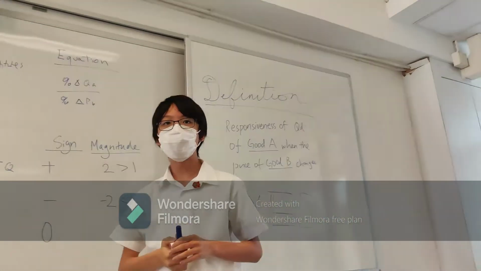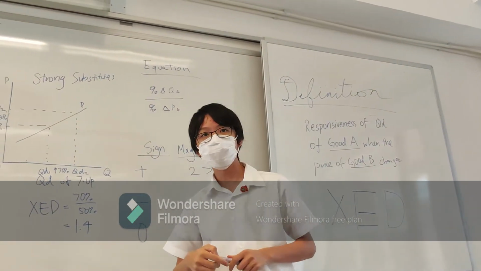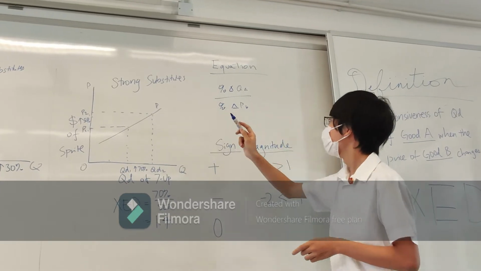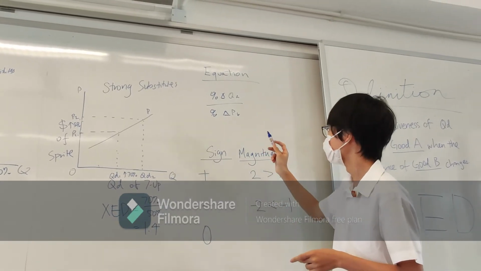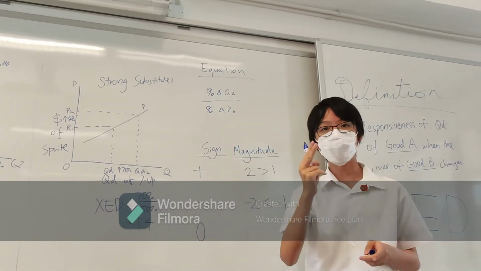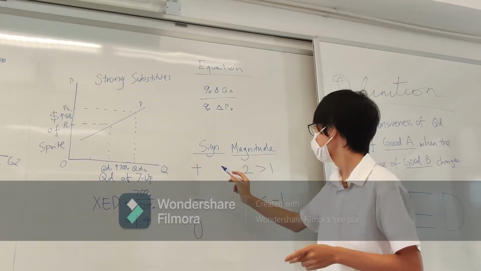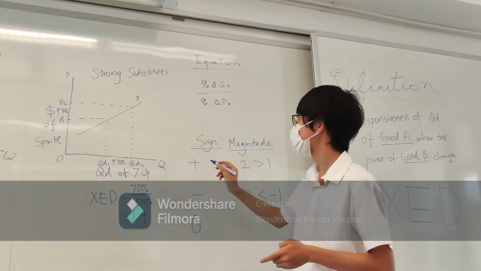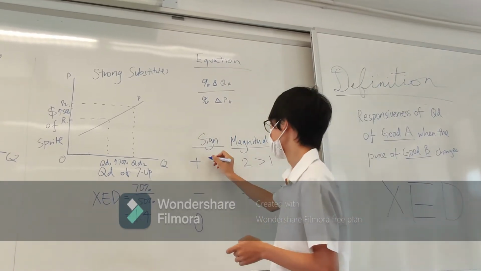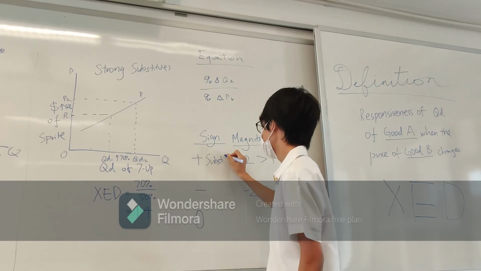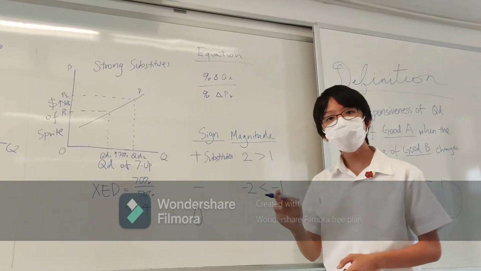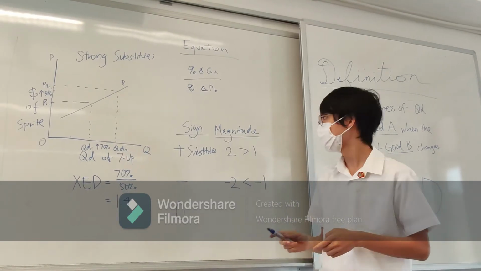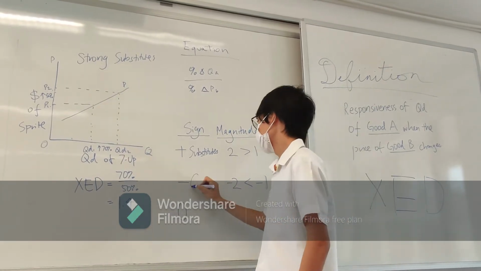Now let's talk about the equation for XED. The equation of XED is quite simple. It is as follows: the percentage change of quantity demanded of good A over the percentage change in the price of good B. Now from the value we can tell two things. First, it is the sign, and second, it is the magnitude. Now first I'll talk about the sign. When the sign of the XED is positive, it means the two goods are substitutes. Substitute goods basically mean that the two goods can be used interchangeably, such as 7-Up and Sprite. When the sign is negative, it means they're complementary.